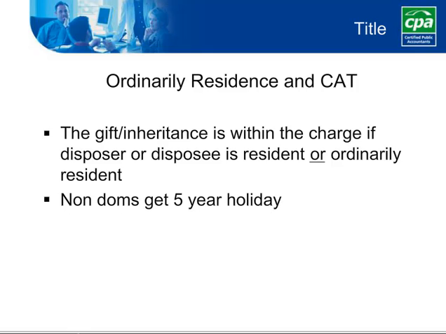Ordinary residence and CAT. Now, the general rule with regard to CAT is that a gift or inheritance is within the charge if the disponer, which is the person making the gift, or the person who has died and left the will, or the disponee is resident or ordinarily resident. So therefore, there's a double risk here. Either the disponer is resident or the disponee is resident, and it's resident or ordinarily resident.